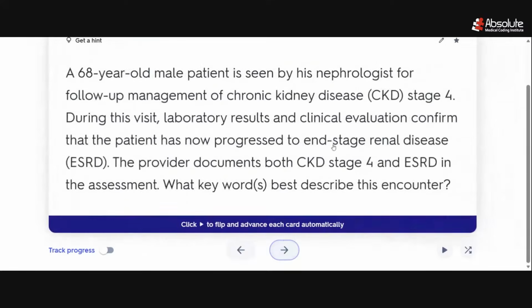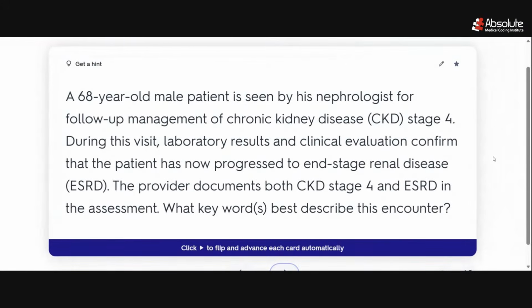Okay, so our final scenario for the night: a 68-year-old male patient is seen by his nephrologist for follow-up management of chronic kidney disease, or CKD, stage 4. During the visit, laboratory results and clinical evaluation confirm that the patient has now progressed to end-stage renal disease, or ESRD. The provider documents both chronic kidney disease, stage 4, and ESRD in the assessment.